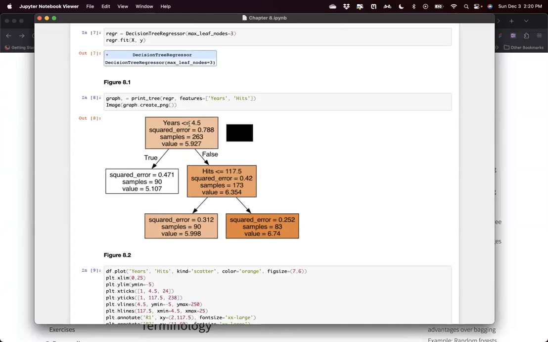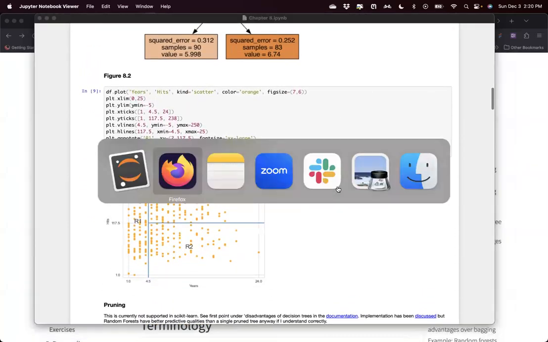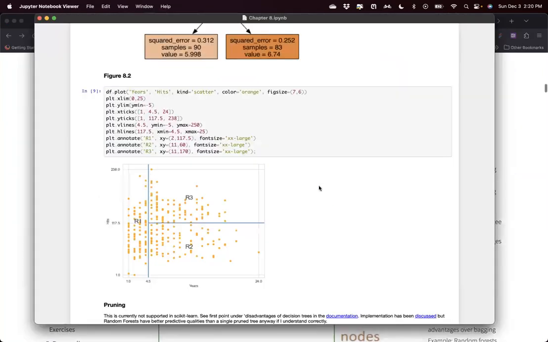So 4.5 is going to be the threshold to divide between the values less than 4.5 and the values more than 4.5. The same thing with the hits. And these leaf nodes are the predictions for those kinds of observations. So let's go here, which is the same that we have here, okay?